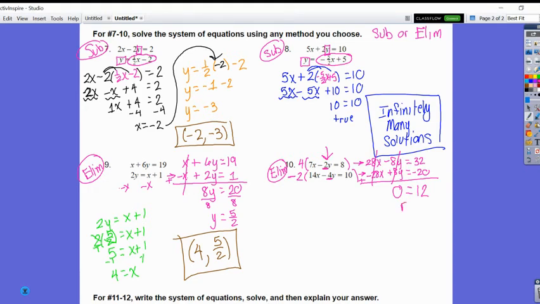Does 0 equal 12? Absolutely not. This is a false statement that we get after all of the variables have canceled. This indicates to us that we have absolutely no solution. I'm trying to find an intersection for parallel lines. That's never going to happen.